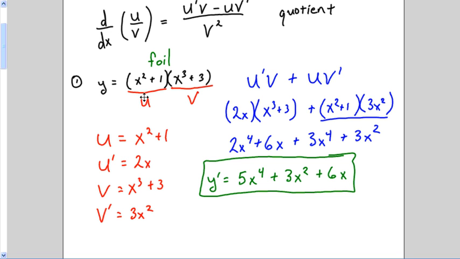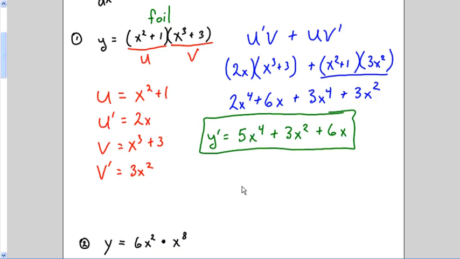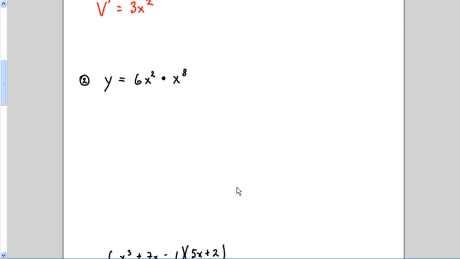We need to identify the two functions. One is u, one is v. Find the derivative of each function, and then we just apply this equation that we've got up here. So let's come on down. Let's try this next one out.